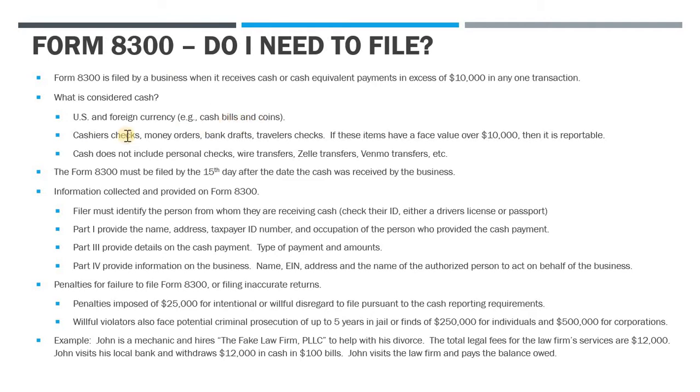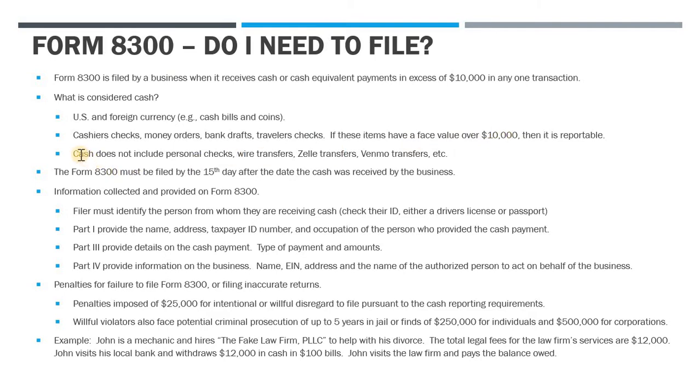Other non-bill related types of cash include cashier's checks, money orders, bank drafts, and traveler's checks. These all constitute cash if they have a face value over $10,000. If you get a traveler's check for under that amount, then oddly enough it's not considered cash. It's only if it's over $10,000.